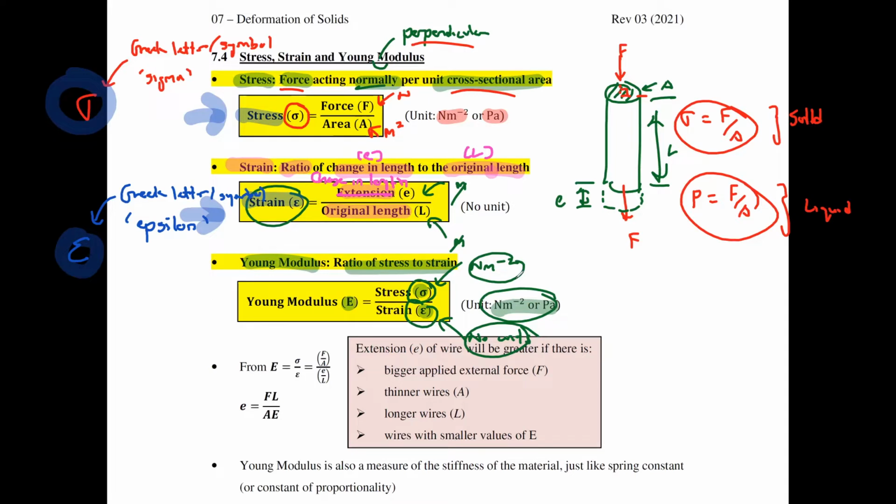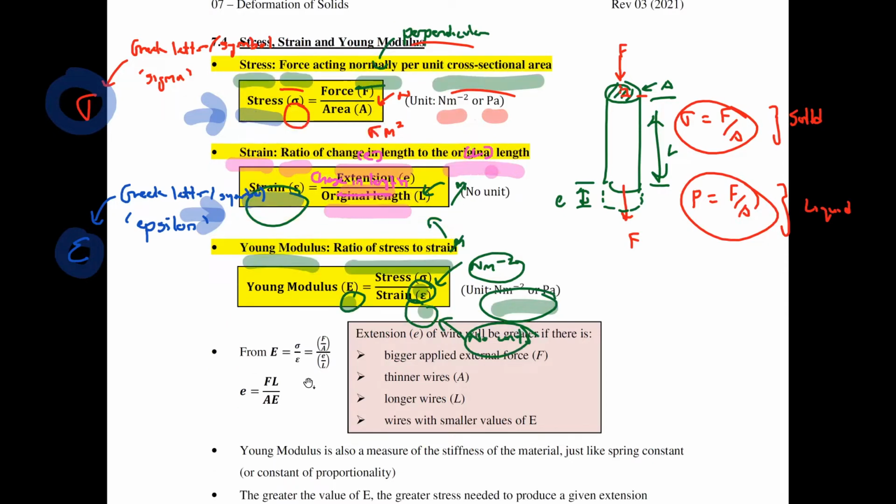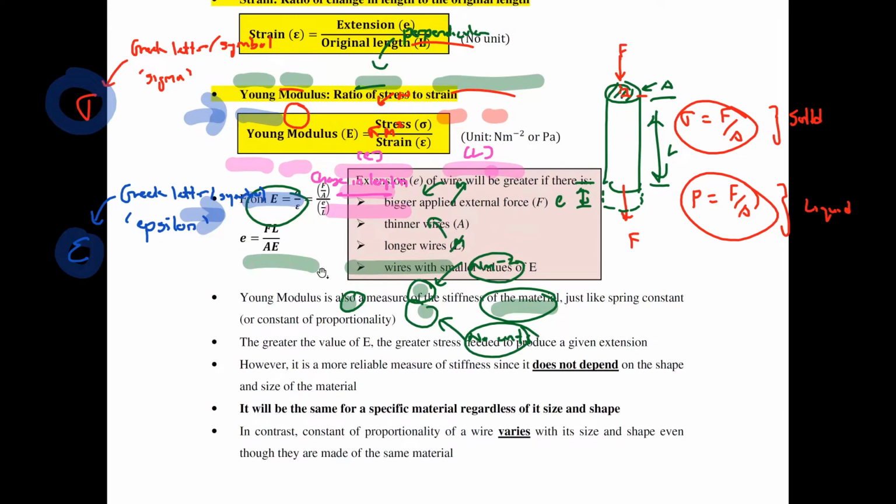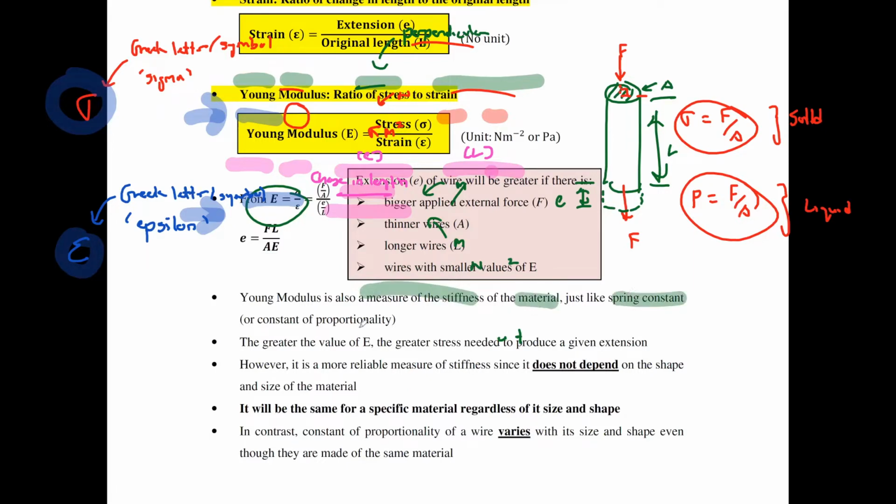What is so useful about Young's modulus is this. I'll just skip to the bottom part here. Young's modulus is also a measure of stiffness. Young's modulus E is a measure of the stiffness of a material, just like the spring constant or constant of proportionality. Earlier I said the spring constant is a measure of the stiffness of the material, right?